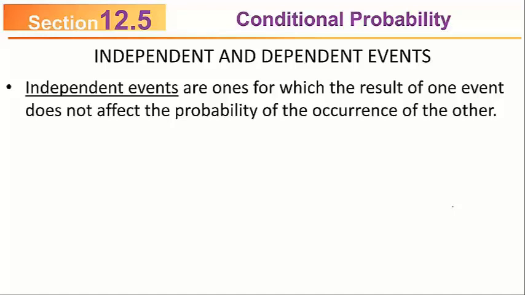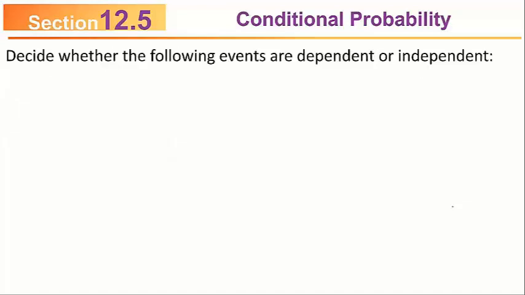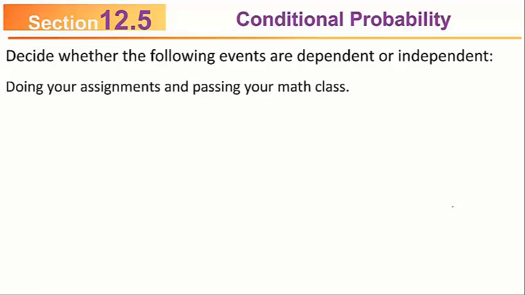Independent events are ones for which the result of one event does not affect the probability of the occurrence of the other. There are some simple examples that we'll go through, but I need to throw up the thing to contrast it with, which are dependent events. Dependent events are ones for which the occurrence of one event affects the probability of the occurrence of the other. Now that you can see the contrast, I want to put some examples up and see if I can make it even clearer. Let's decide whether the following events are dependent or independent.